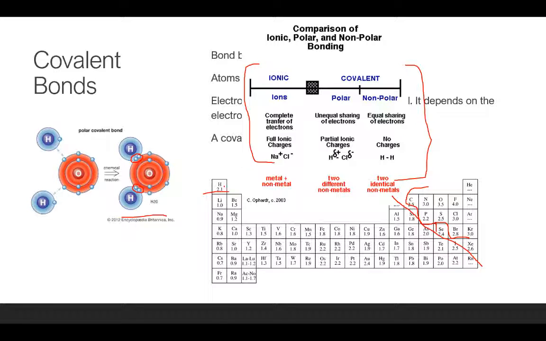When H bonds with C, there's a difference of 0.4. So if there's a difference in electronegativity of 0.4 or less, then it's non-polar. We consider that equal sharing of electrons. So this is a little bit of information on chemical bonding. In the next few videos, we'll be diving a bit deeper.